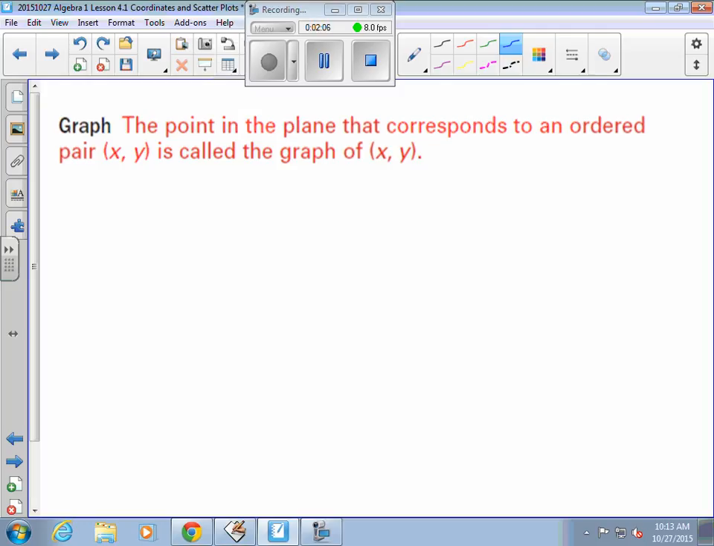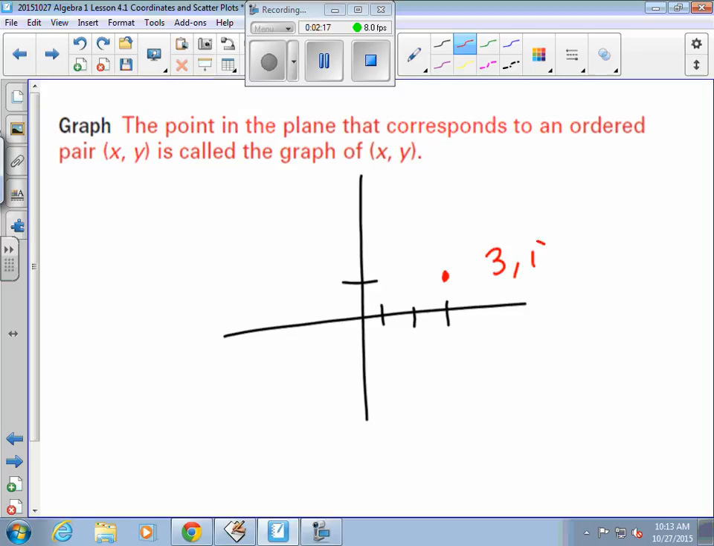The graph is the point that corresponds to an ordered pair. So again, (3, 1) from a second ago: 1, 2, 3, 1. This ordered pair is (3, 1). This point right here, though, is the graph. What most students don't understand is they think the entire plane is the graph. The plane is the plane. Just that point, that visual representation of the ordered pair (3, 1), is the graph. That is the graph.